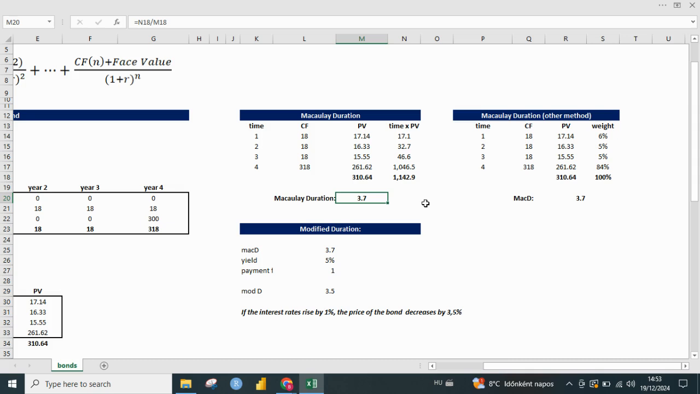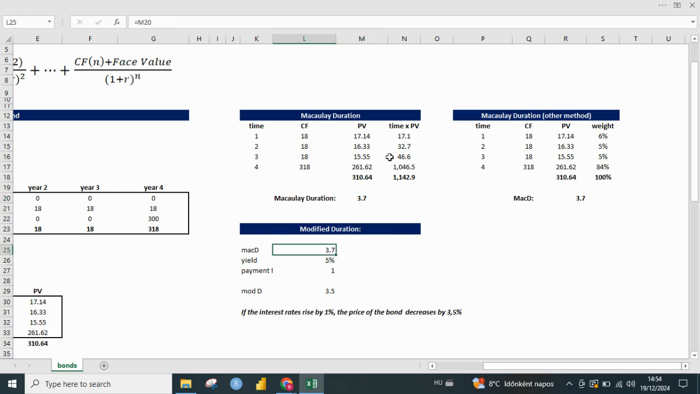And obviously, the question arises: what does it mean? So what does this Macaulay duration mean? Well, basically, it's the weighted average time the investor would get the bond's cash flows. So compared to the 4-year tenure, it's not a bad and not a good value. And it will be the input here in the modified duration.